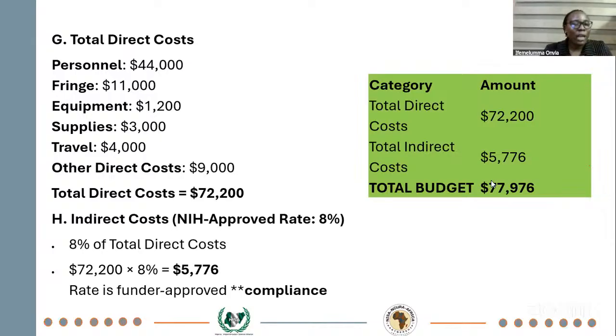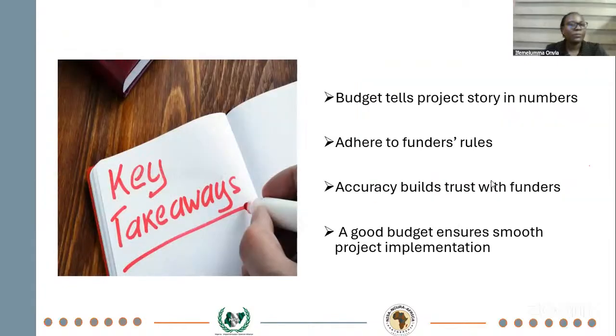Then just by the corner, we have our total budget cost, which is total direct cost plus total indirect costs. We have our total budget cost of 77,976. So we've come to the end of our case study. I hope this little exercise helped clarify one or two things that have been confusing to us before now.